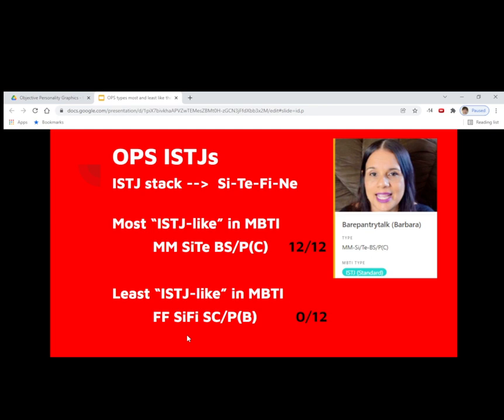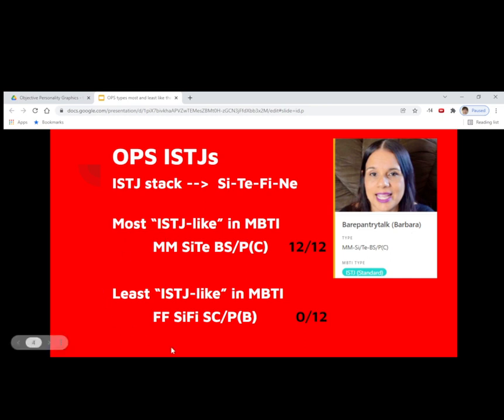Now, on the spectrum of ISTJs in objective personality, which one is the most MBTI ISTJ like? That one would be the double masculine SITE blast, sleep, play, consume. So that one gets a perfect score, 12 out of 12. And we got an example here. Bear Pantry Talk, or Barbara for short. She's got a YouTube channel, does various product reviews. Yeah, just very typical ISTJ.